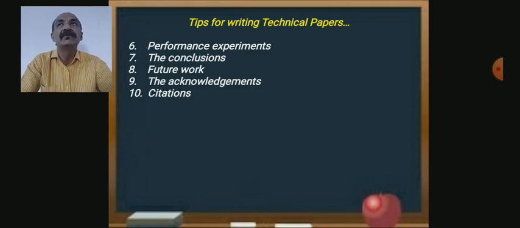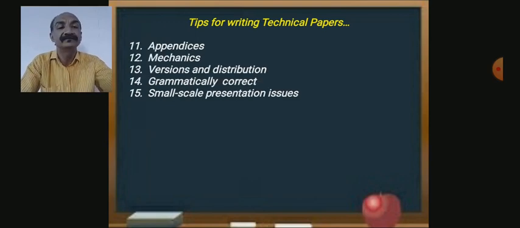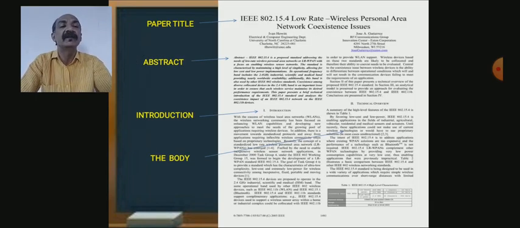Then further work: if you have any plan to work more related to that, then you have to mention it also. Then giving acknowledgement is essential. And the next point is citation, it is also an important point. Then the 11th point is appendix, it is also required. Mechanics is also essential, meaning what kind of mechanism you have adopted to present your paper. Then its version, its distribution, and it should be grammatically correct. And the last point is that small scale presentation issues are also very important.